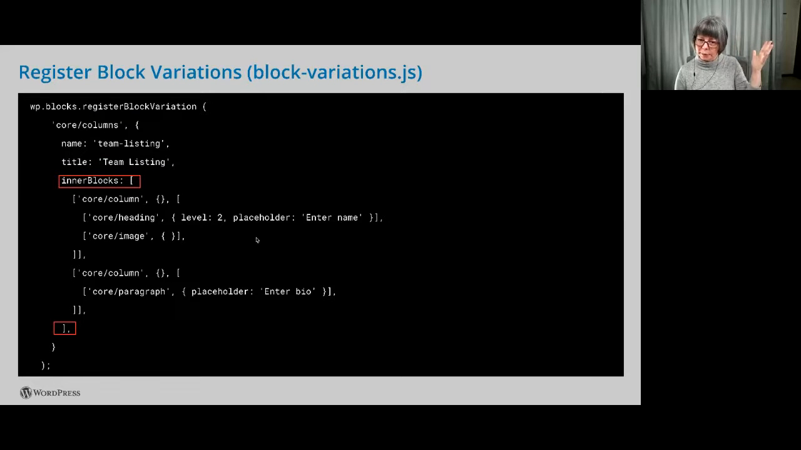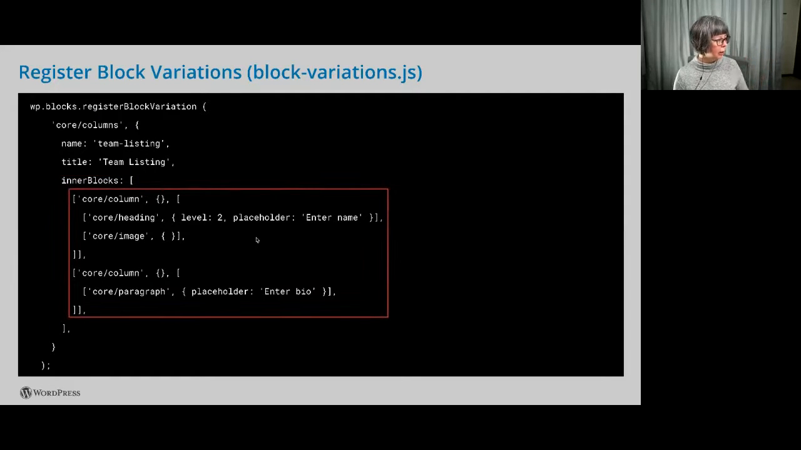So I've got the core columns block, and then inside that core column block, I'm going to put these blocks. So I've got two column blocks, and then in each column, I have additional blocks. So in this case, there are 3 layers of blocks. There's the outer block, which is going to be added to the inserter by this registration code. But whenever that block variation is used, all these other blocks are going to also come in.